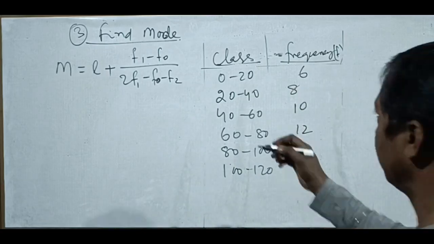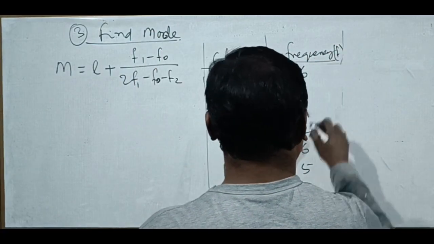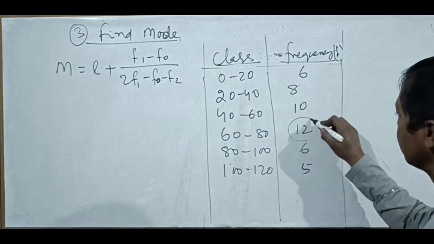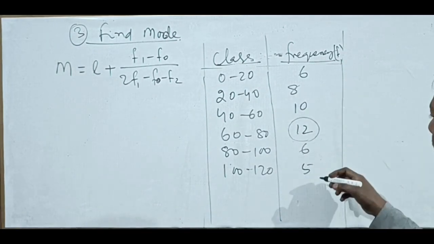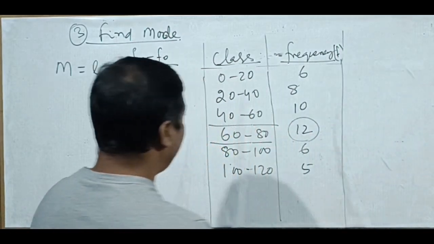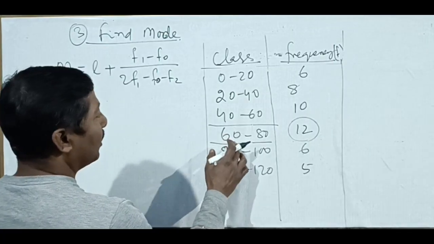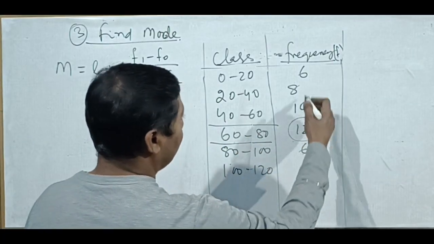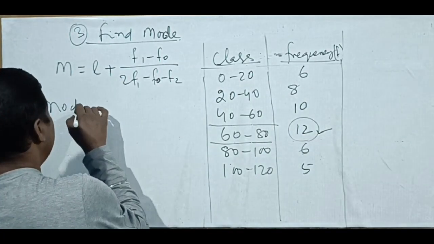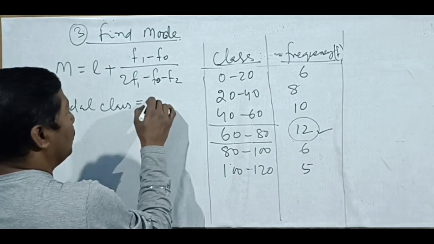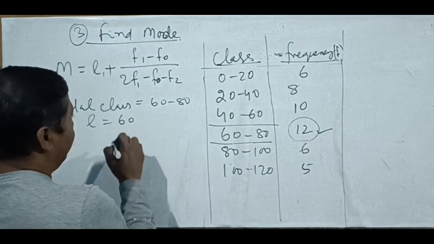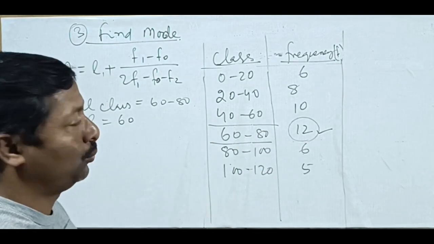Okay. So what to do? What is the highest frequency? This one is the highest frequency. So by seeing the highest frequency, we have got the modal class 60 to 80. Okay. How did I find that this will be the modal class? By seeing the frequency table, I got the highest frequency 12. That's why the modal class is 60 to 80. That means the lower limit L1 is 60. Okay. This is L1, it is L2.